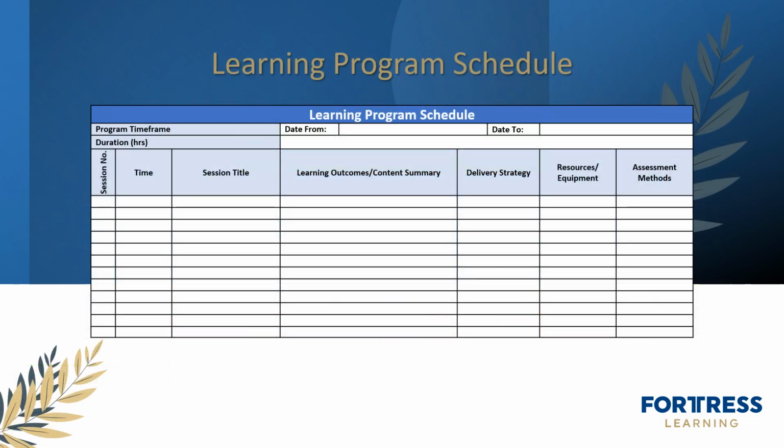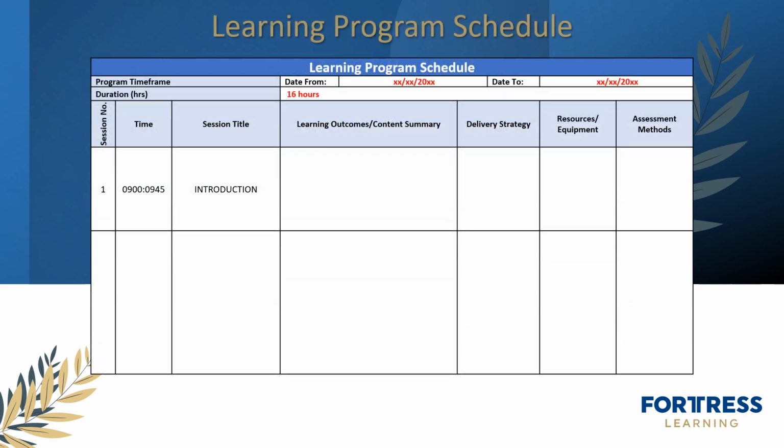The learning program schedule is a table that provides an overall agenda for the training. While the format may vary in different organisations, it includes details that can lead to the development of session plans. It includes session numbers and the duration of each session, then the session title, along with the learning outcomes and a summary of the content. It also includes the approach taken to the delivery of each session, any resources or equipment required, and assessment methods where applicable.